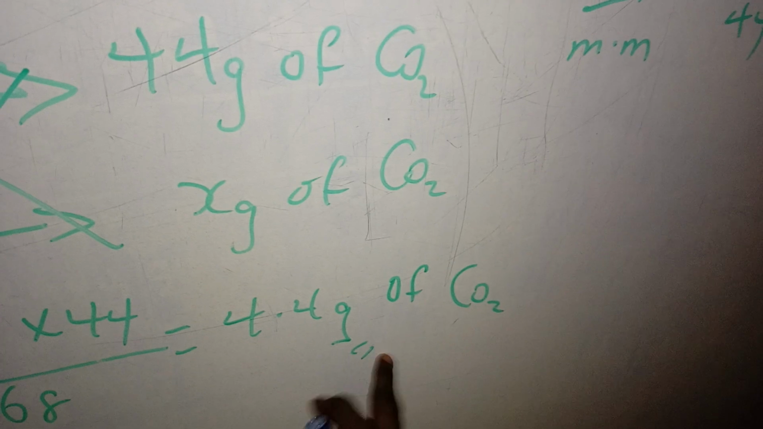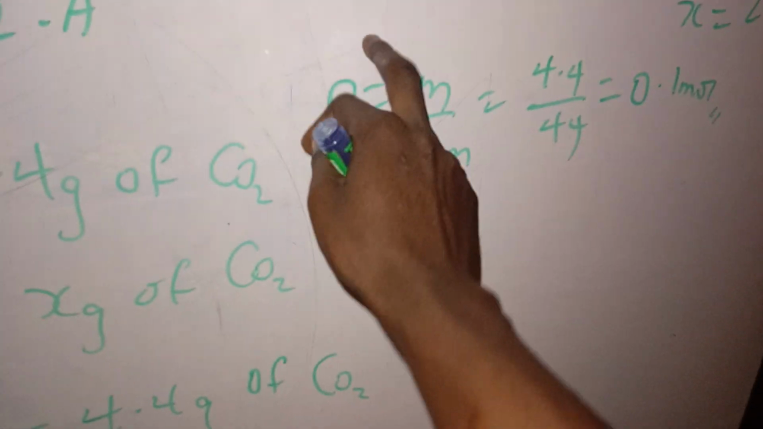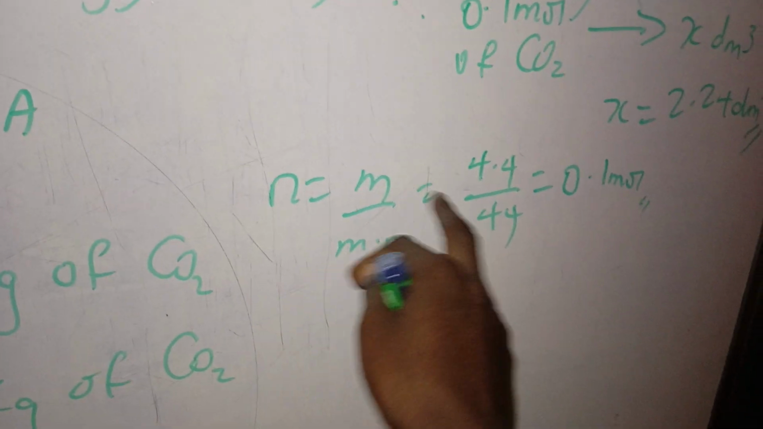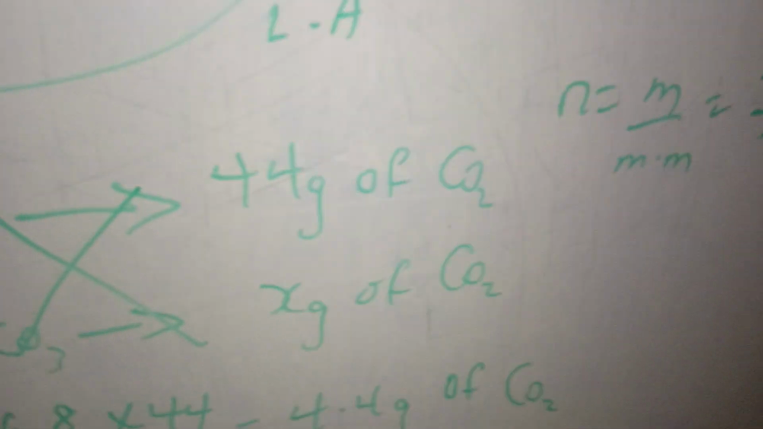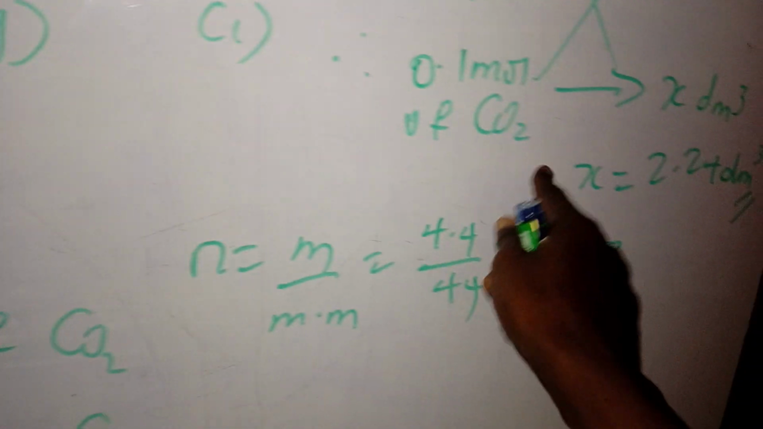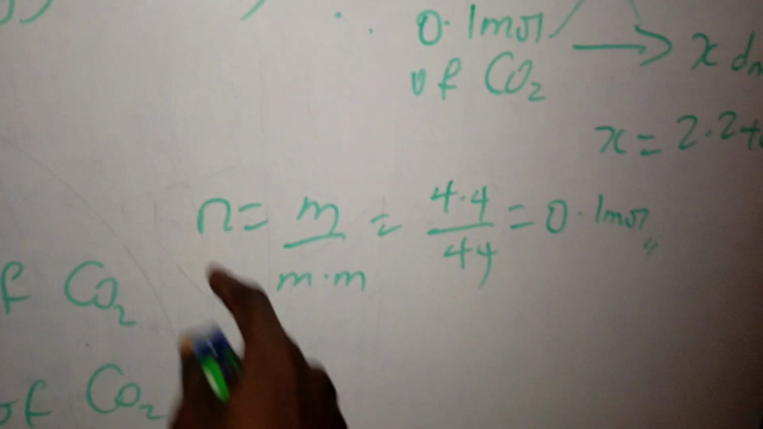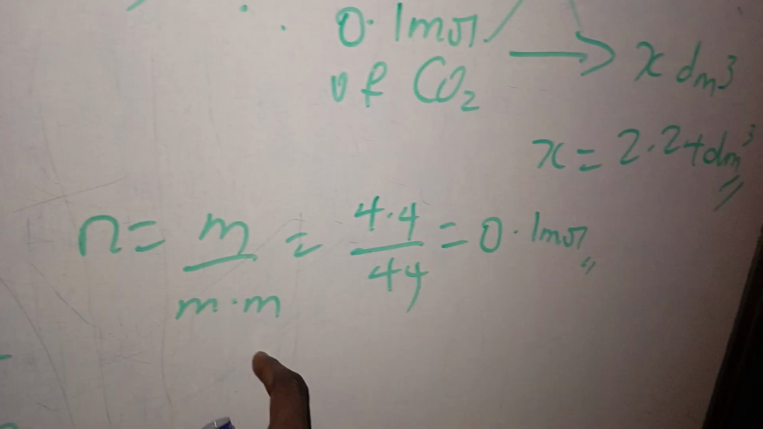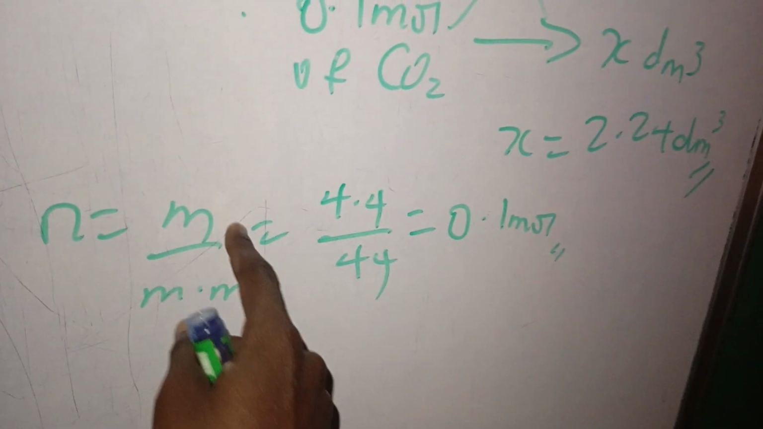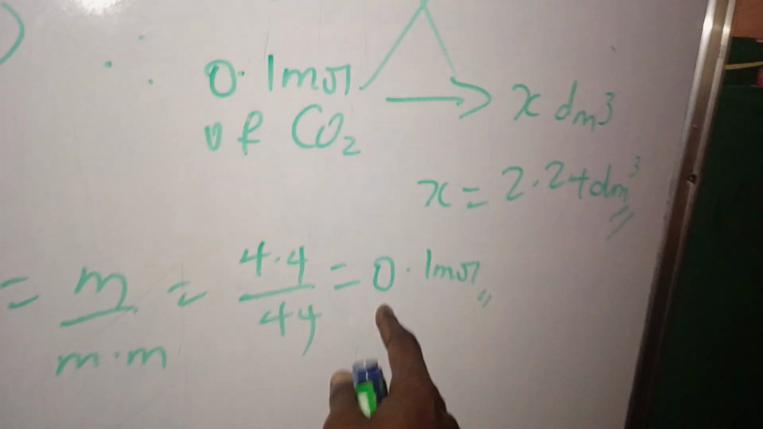If I've gotten the mass, I can get the number of moles. I want to get the number of moles of CO2, because I'm looking for the volume. I first of all got the mass, so I can get the moles, so I can now get the volume. It is a step-by-step process. So number of moles is equal to mass over molar mass. I have 4.4 gram, which is the mass, over the molar mass of CO2, which gives me 0.1 mole.